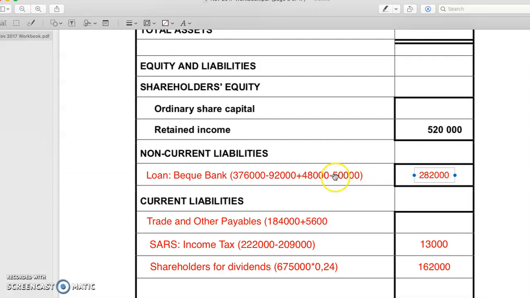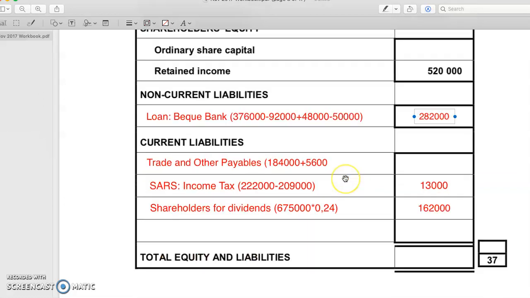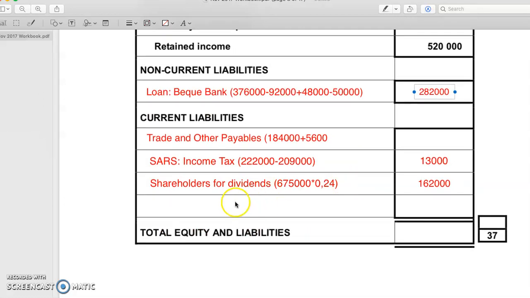We are not done with the loan. This amount, we said we're moving to current liabilities. So we need to go to current liabilities and we need to say, hey, we have a current portion of loan, and that is 50,000 Rand, okay?